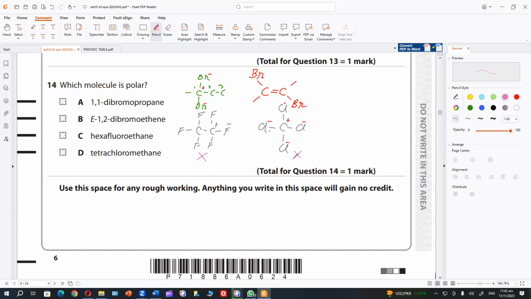This is also out of the race. Why? Because all the polarities cancel each other out. Now the game rests between A and B.